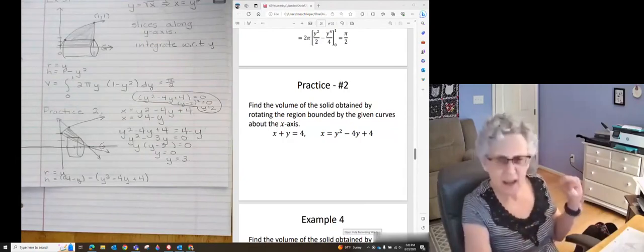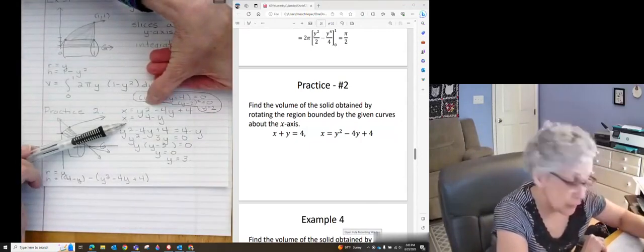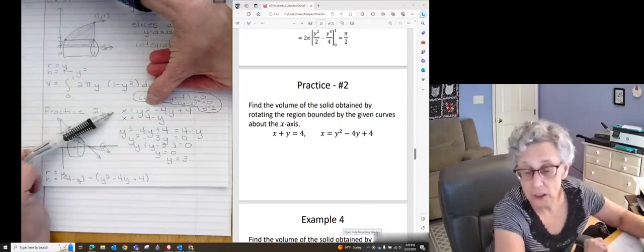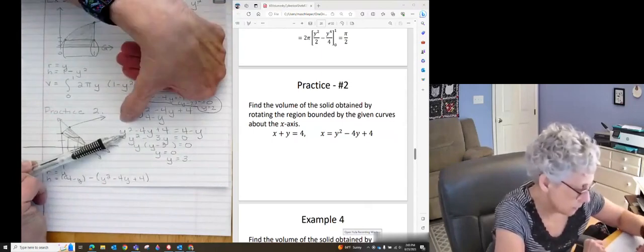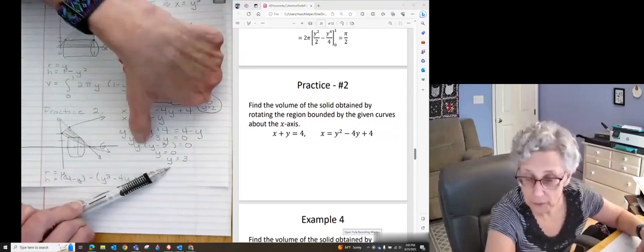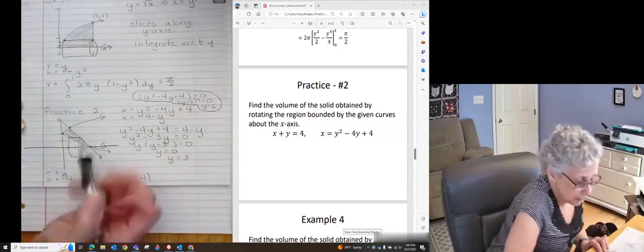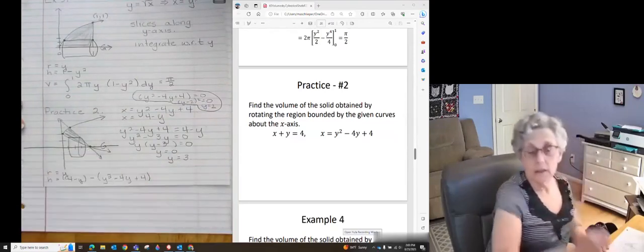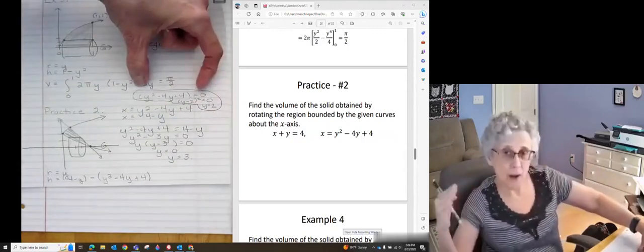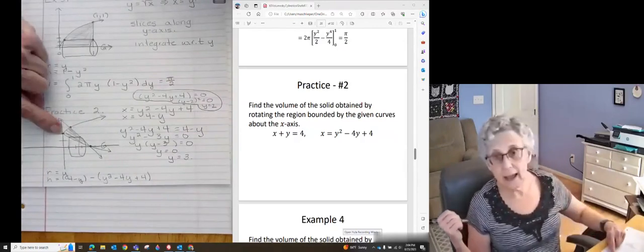Okay, how'd it go? I went ahead and found where they intersected. First I rewrote the line as x is equal to 4 minus y to get it as a function of x with y's in it. Then I set them equal to one another, and I realized they crossed when y is equal to 0 and 3. I plugged y equals 0 in and got x equals 4, so I knew that it had to go through that point.